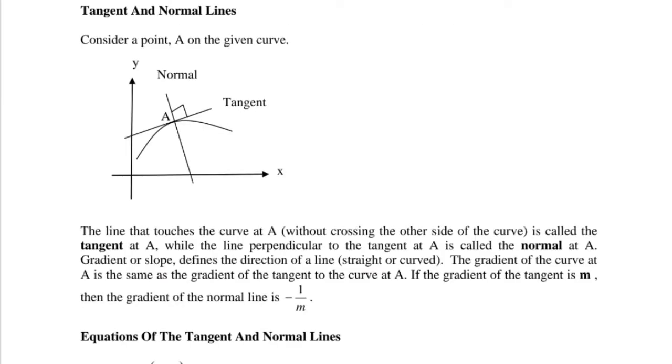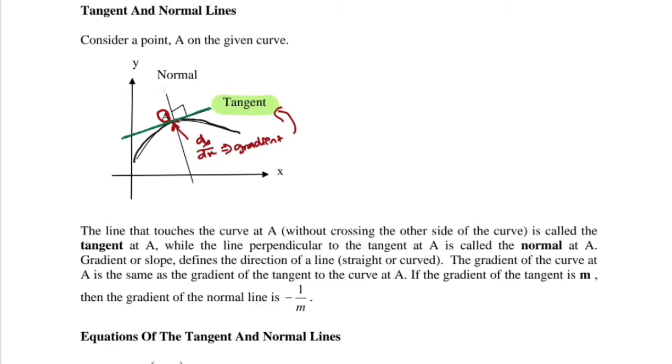Now, look at this point A. At point A of this curve, we see that there is a line at that point A, and that line is called the tangent. And when we find the dy/dx, which refers to the gradient at point A, it refers to the gradient of the tangent at point A.